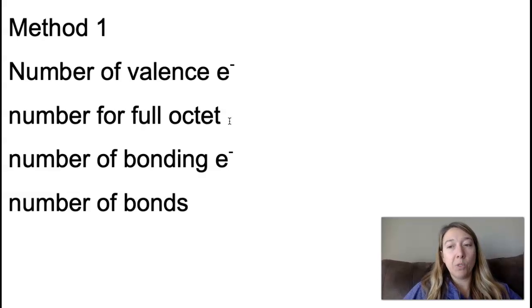So I have 3 atoms wanting 8, so 3 times 8, I would say that I have 24 would be the number for the full octet. Okay, so number of bonding electrons. How we figure out the number of bonding electrons is it's just going to be the difference between the number for full octet and the number of valence electrons.